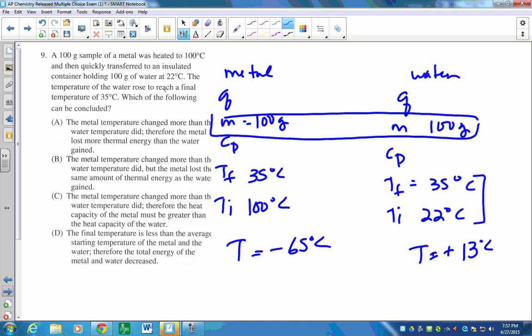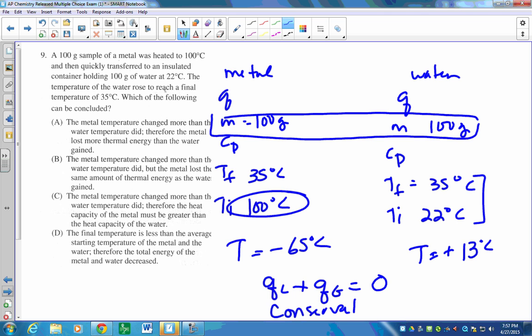And then the thing that draws this together is that any heat lost by the metal, and by the way, the metal has to lose heat because it started at a higher temperature, and heat is the transfer of thermal energy between two bodies at different temperature. Any heat lost by the metal has to be gained by the water, equals 0, and that is huge. That is called the conservation of energy. It's the first law of thermodynamics. Energy cannot be created nor destroyed.